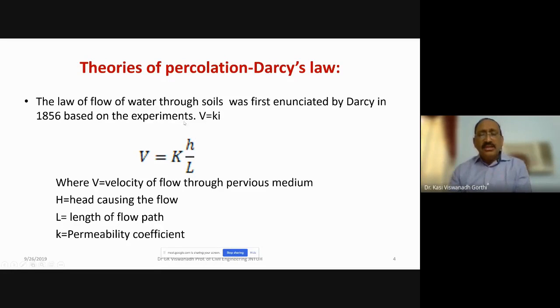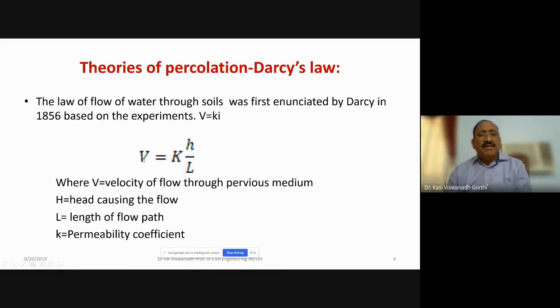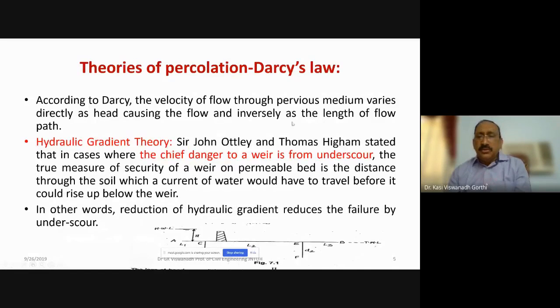Okay. So Darcy's law: V is equal to K into H by L, the hydraulic gradient. According to Darcy, the velocity of flow through a pervious medium varies directly as the head causing the flow and inversely as the length of the flow path. So from this equation, you can see that the velocity V is directly proportional to H and inversely proportional to L, the length of the flow path.